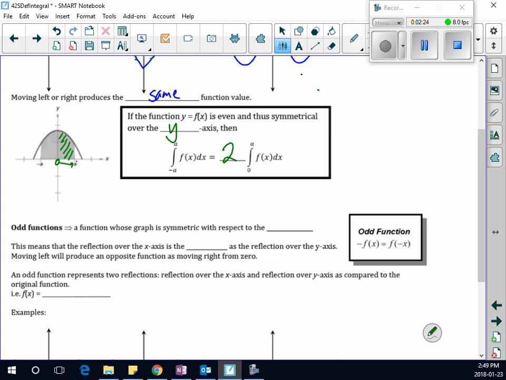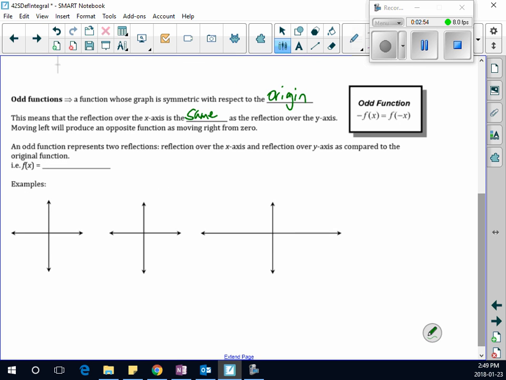Okay, so odd functions, a function whose graph is symmetrical with respect to the origin. This means that the reflection over the x-axis is the same as a reflection over the y-axis. Remember, this was our little thing when we learned it in pre-cal. An odd function represents two reflections, a reflection over the x-axis and a reflection over the y-axis as compared to the original function. So that means f of x is the same as negative f of negative x.